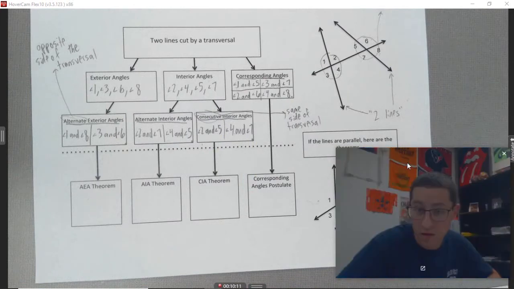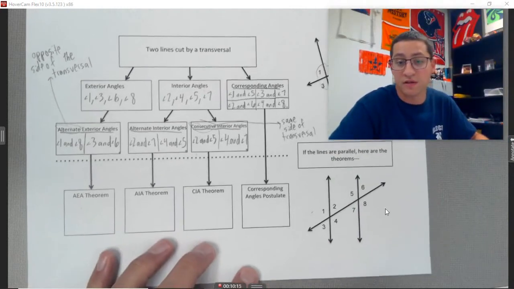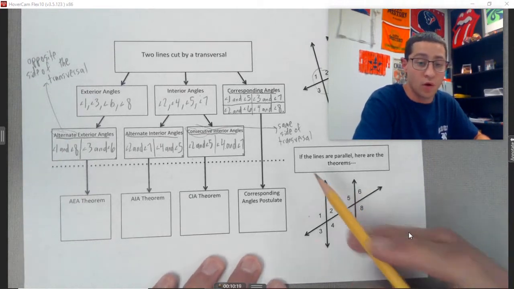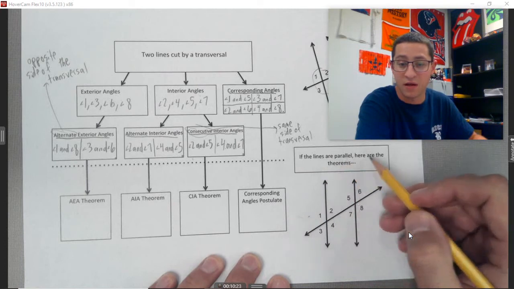Now I'm going to move my face a little bit, actually. Now up to the top. Okay. And I'm going to look at these down here. So under this dotted line, this is if the lines are parallel. Here are the theorems.